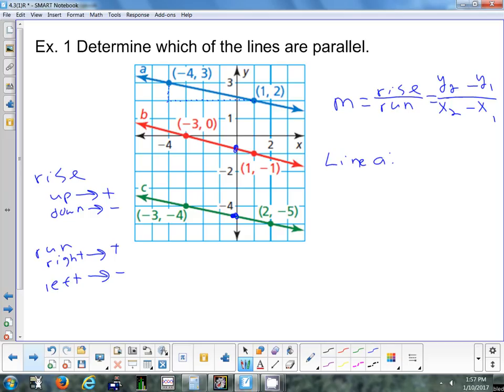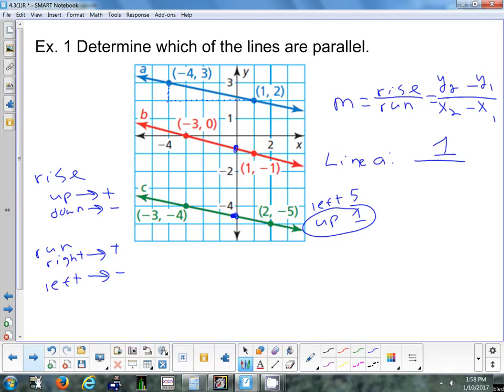Left. How many units left? All right, we went left 5. So let's just write that off to the side. Left 5. And then which way did we go? Up 1. All right, so now when I write this, rise over run. 1 over negative. Which one of these two numbers is my rise? 1, yeah. Up 1, that's my rise.